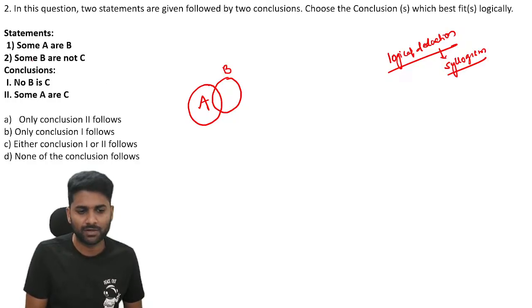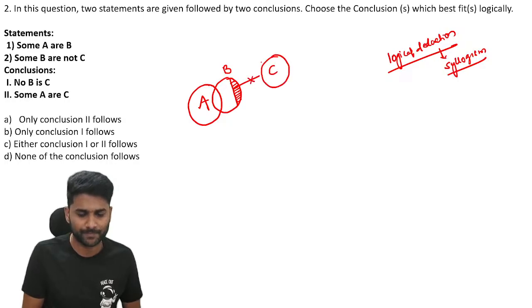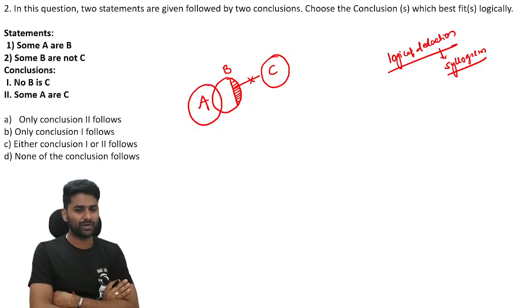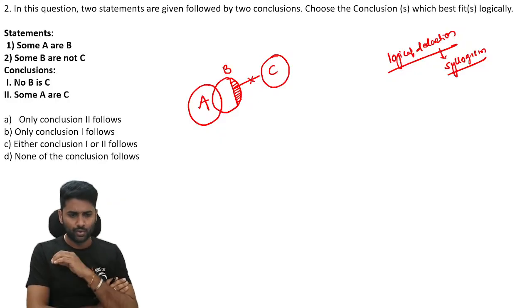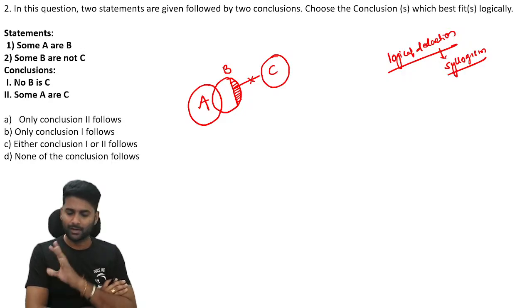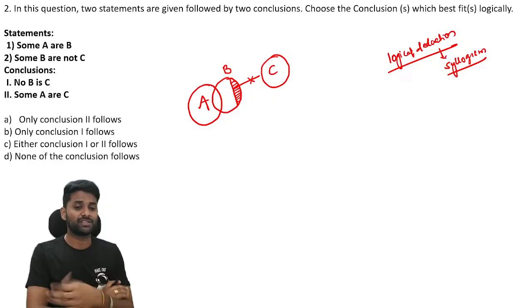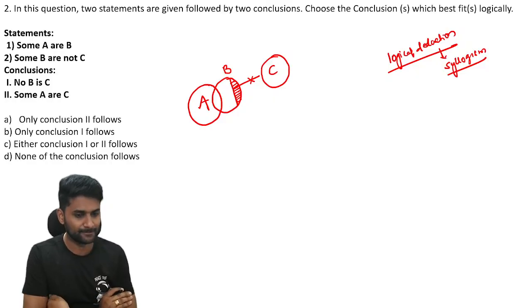Statement number 2 says that some B's are not C's. So you can take one portion of B that is not part of C. The statements are about A to B and B to C. No relation is given between A and C. Don't assume that there is no relation, but we can assume possibilities.